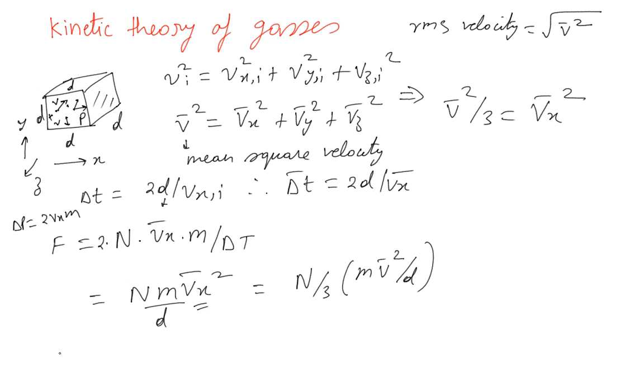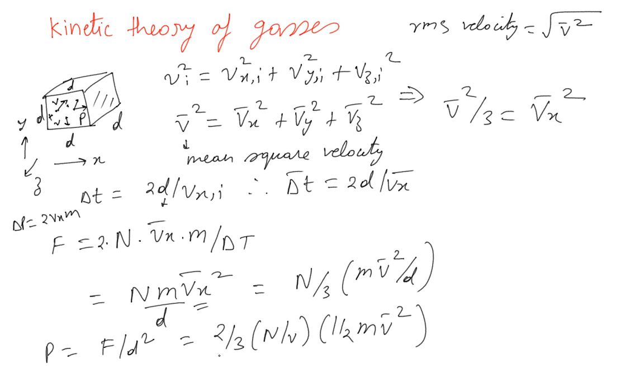You can rearrange. Well, actually this is force. Pressure can be found out by F over d squared, where d squared is the area of this wall, and that gives me actually 2 over 3 n over V times half m v squared. V is the volume, which is d cubed. Now if you look closely, we have related a macroscopic quantity P with the microscopic quantity. In a way, this is also microscopic because we are averaging it over all the atoms, but it's telling you the mean square velocity of the atoms.